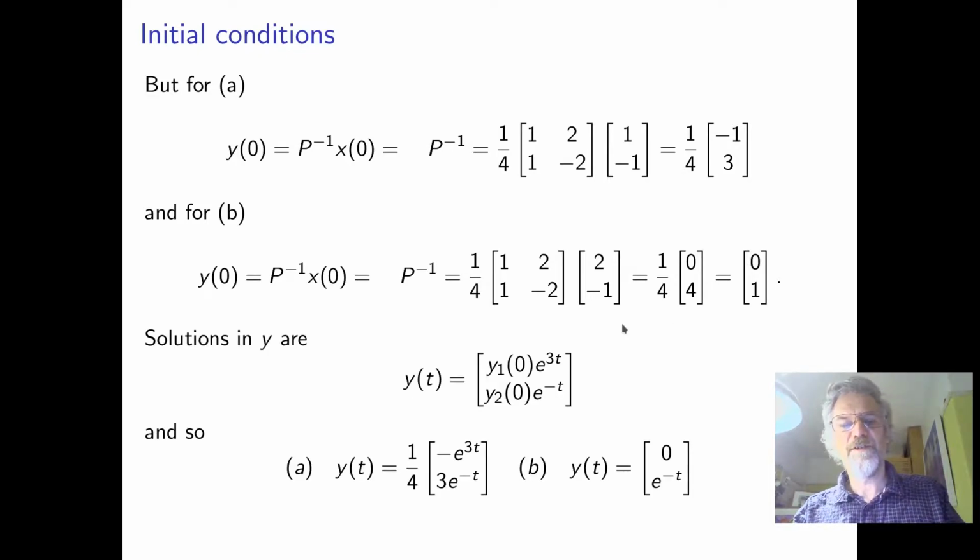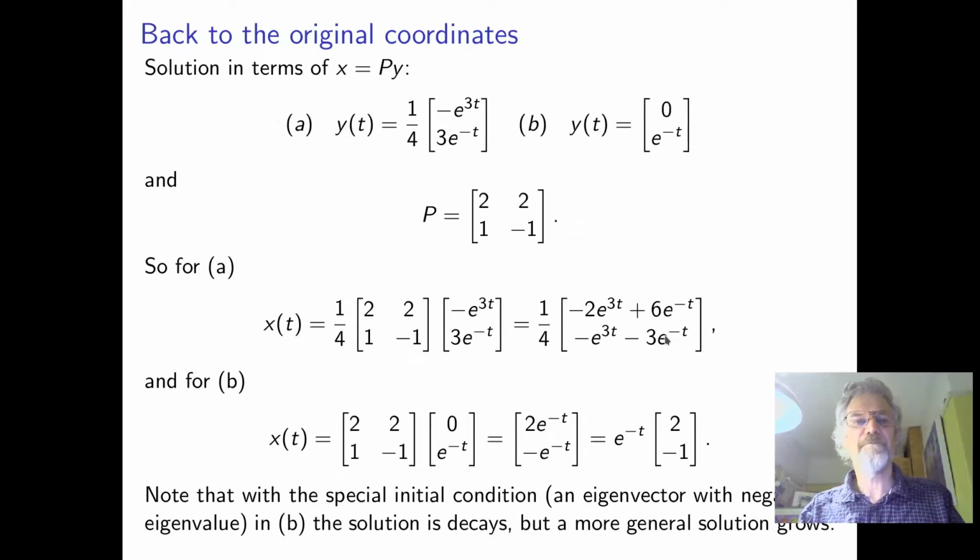So the solutions are, in the first case, we've got this growing exponential and decaying one. In this case, because we started off with y at time 0 as being only 0, 1, only the second eigenvector, this is decaying. So writing the answer back in terms of x means multiplying by P, and so the solution for x in the first case, both components have a positive growing exponential, and this eventually decays as t increases.